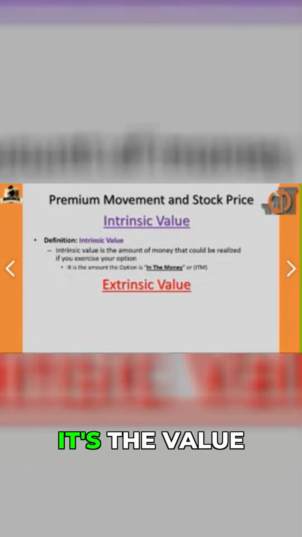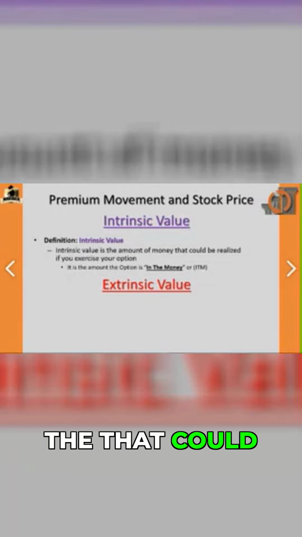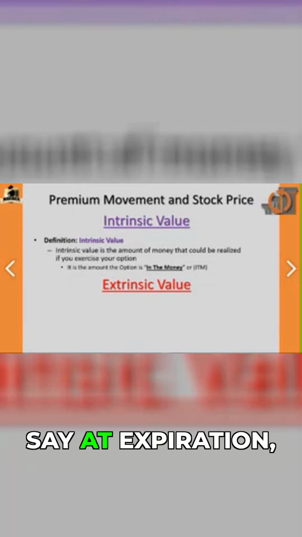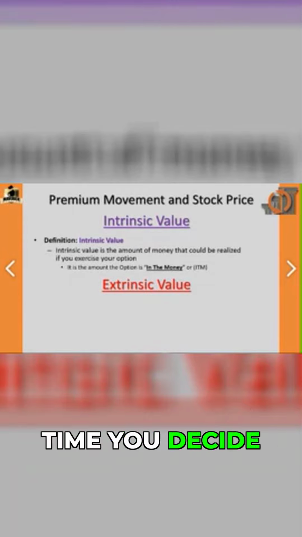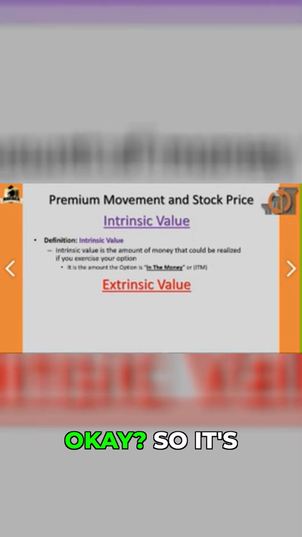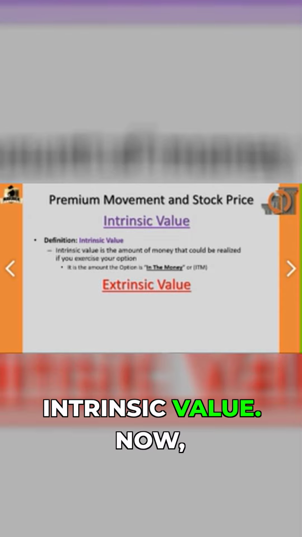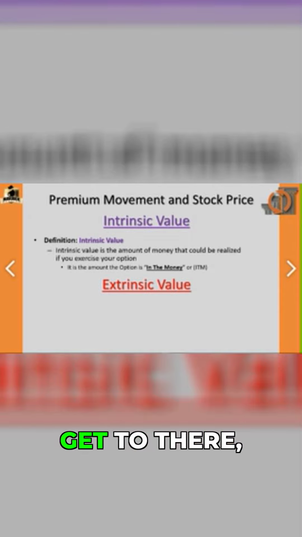The definition here: it's the amount of money that could be realized if you exercised your option. Now, I don't want to say at expiration, folks, but at the time you decide to exercise it. So it's at the current point in time that you're looking at it, that is its intrinsic value. Now, here's something interesting, folks, before we get to there.